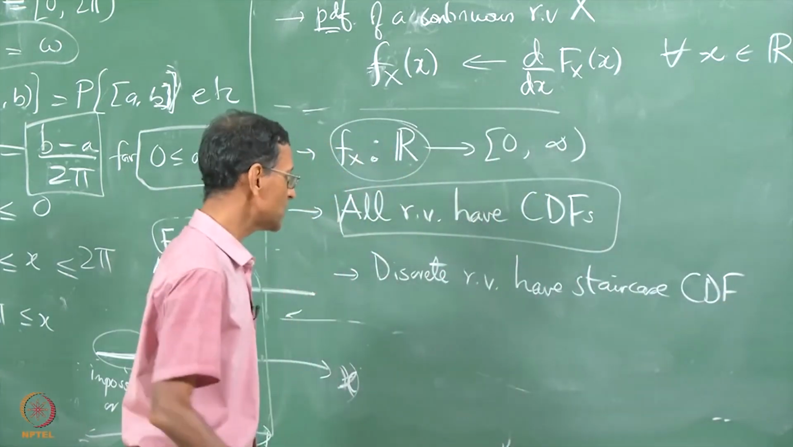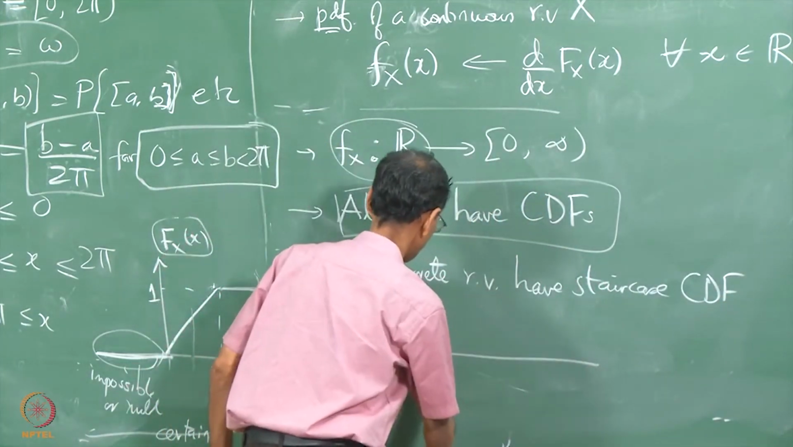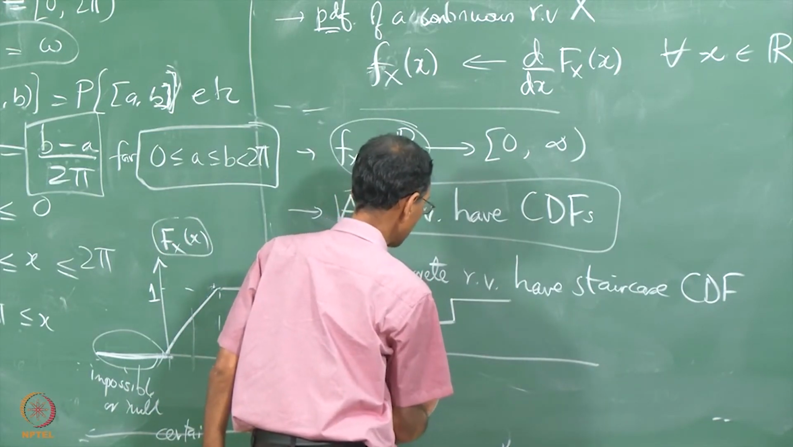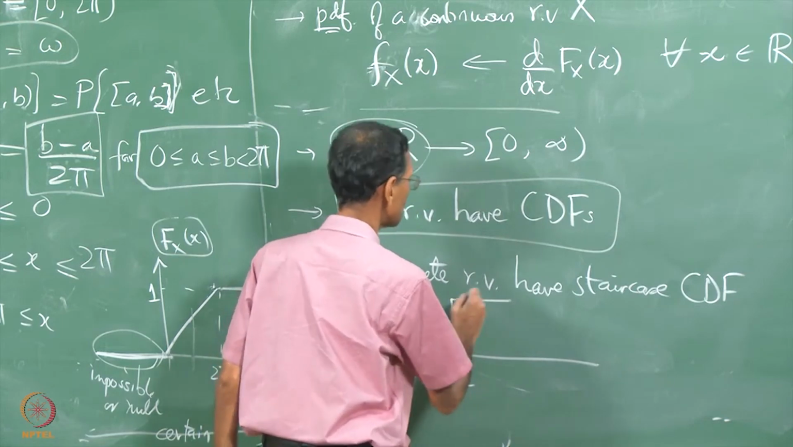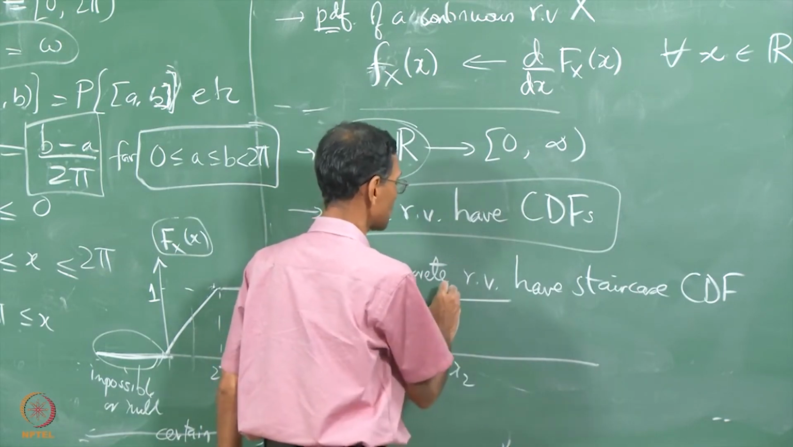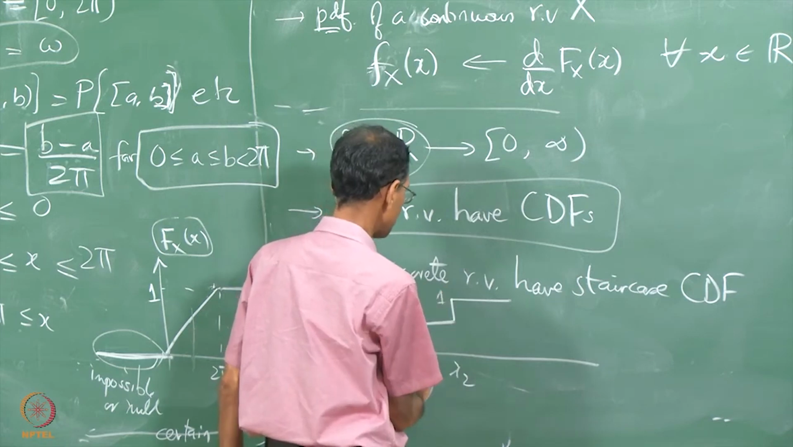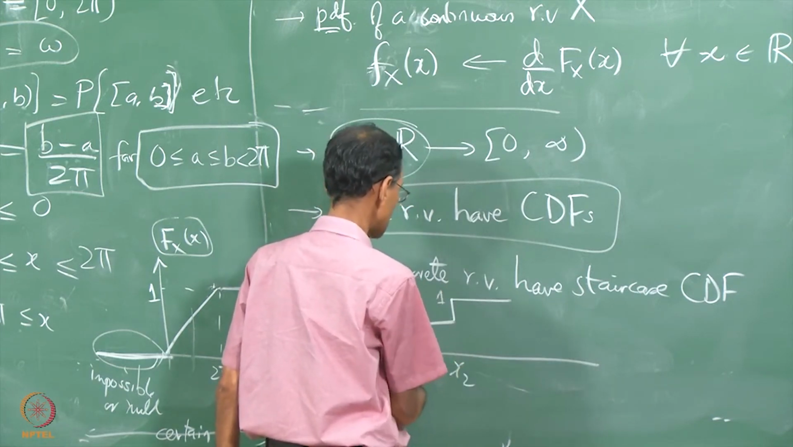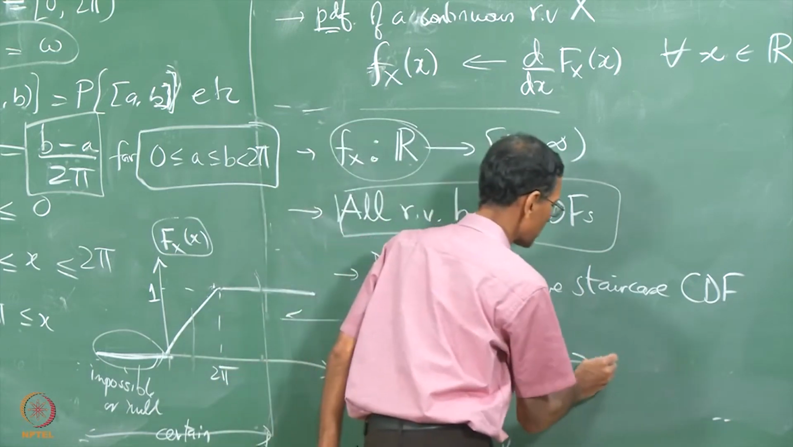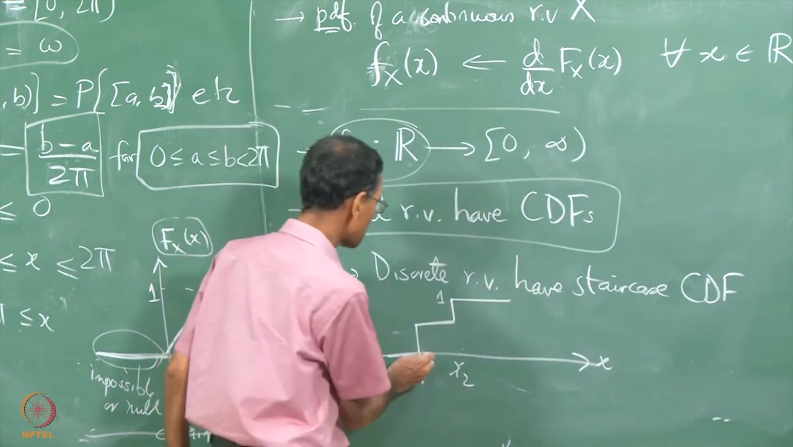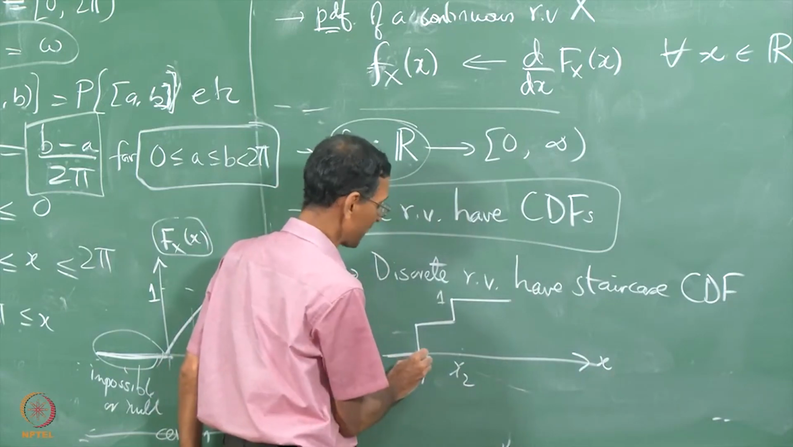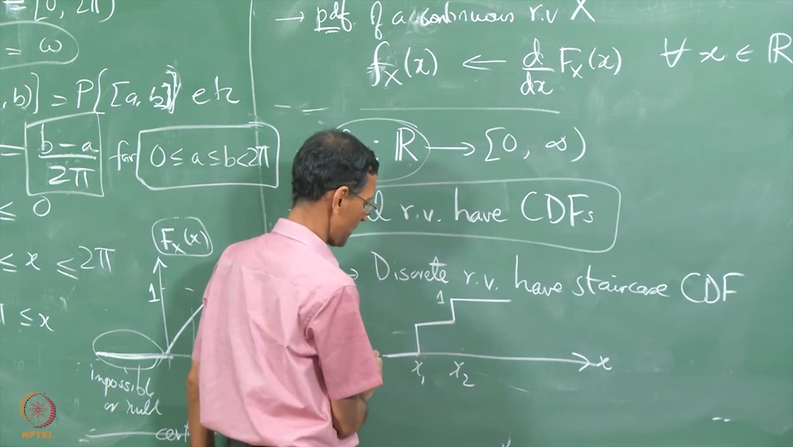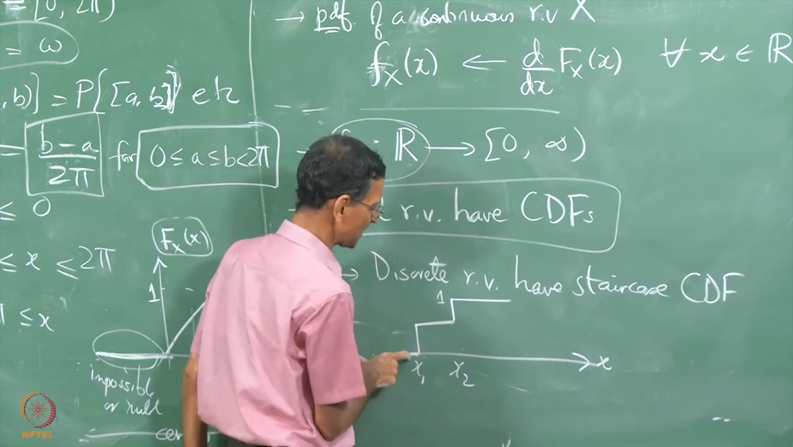Why staircase? Let us say these are the values that the random variable takes, x1 and x2. Let it only take 2 values. In other words, the random variable takes only 2 values, like head or tail, 0 1, whatever. So up to x1 you have a null event, and so the probability of the random variable X taking any value in an interval is 0.